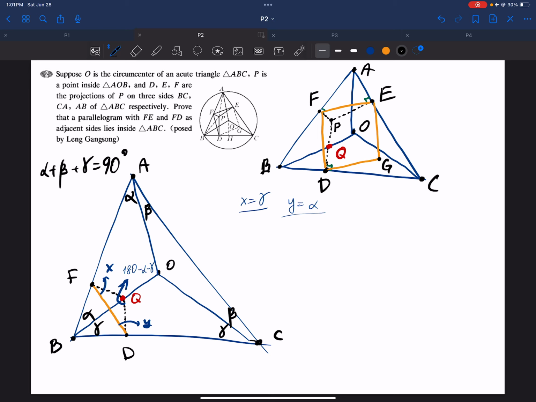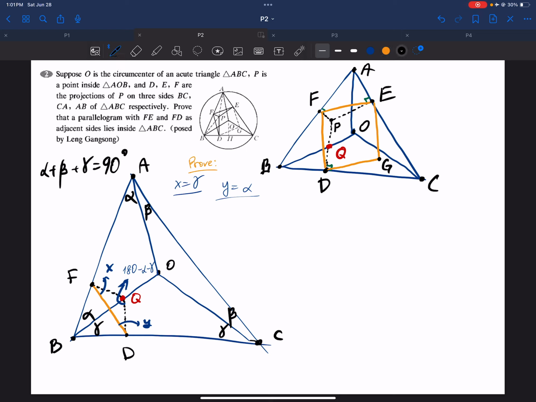So let me write it like this. Actually, let me move this a little bit. This expression is what I want to prove. And now let me prove it.